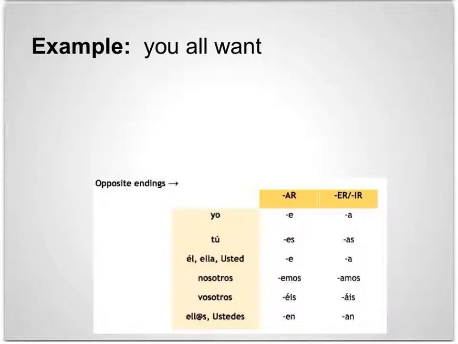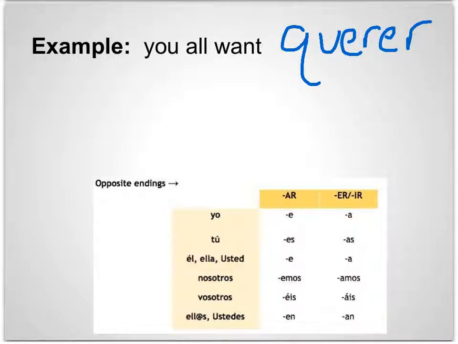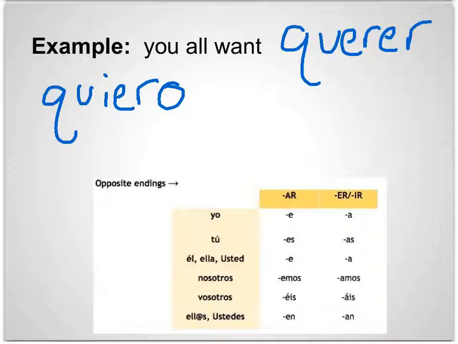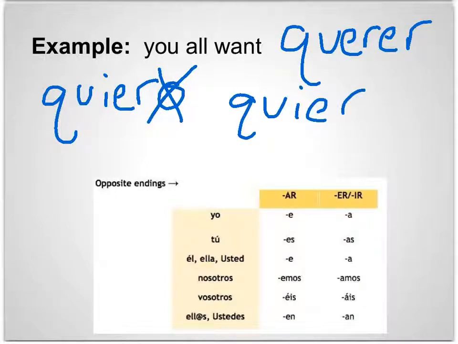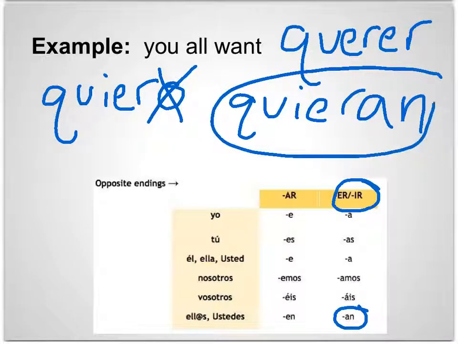Another example, you all want. The infinitive there is querer. All right, the yo form of the present tense in the indicative is yo quiero Taco Bell. Right, yo quiero. Again, we take off the O, we're left with quier. All right, querer, that's an ER verb, and we need the you all, the ustedes ending is an. So, you all, ustedes quieran. There we go. You all want in the subjunctive, ustedes quieran.